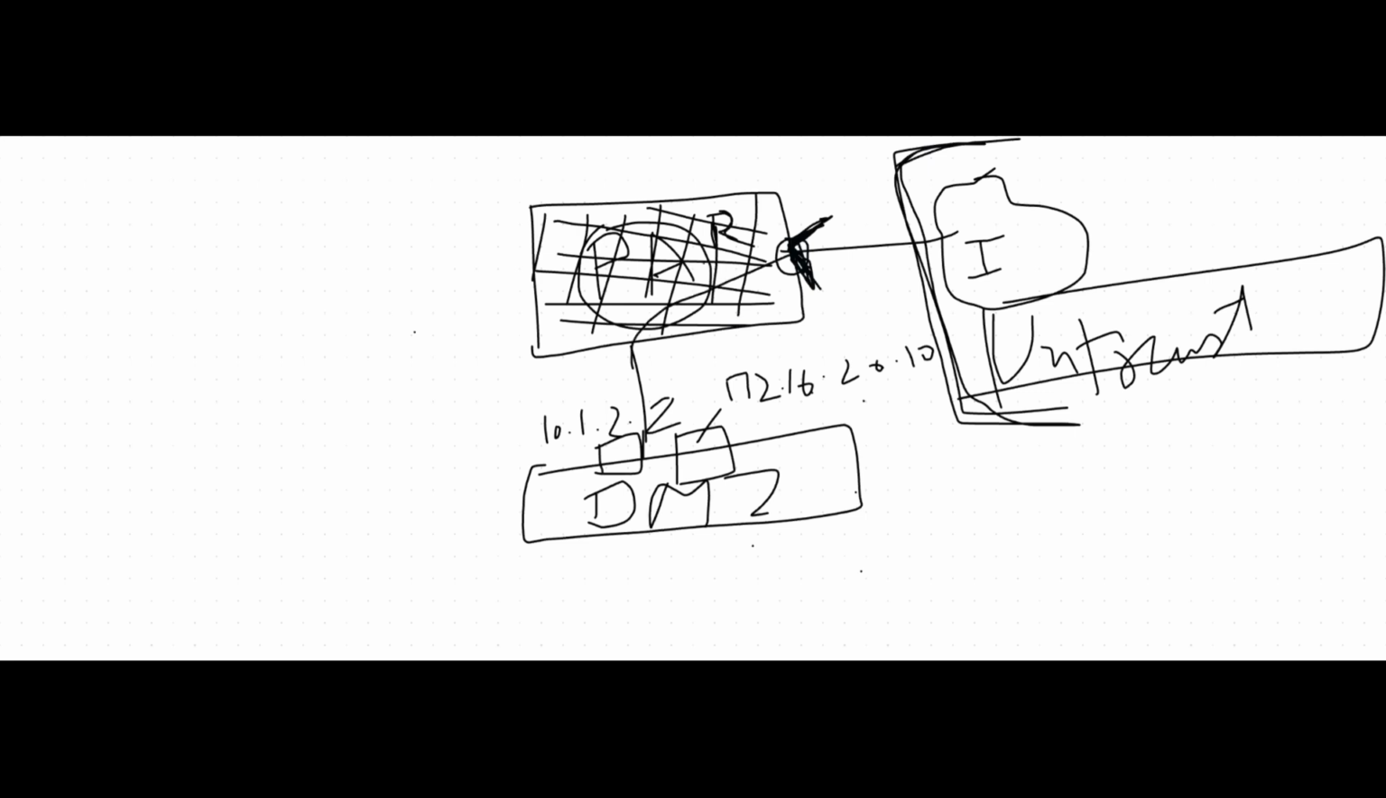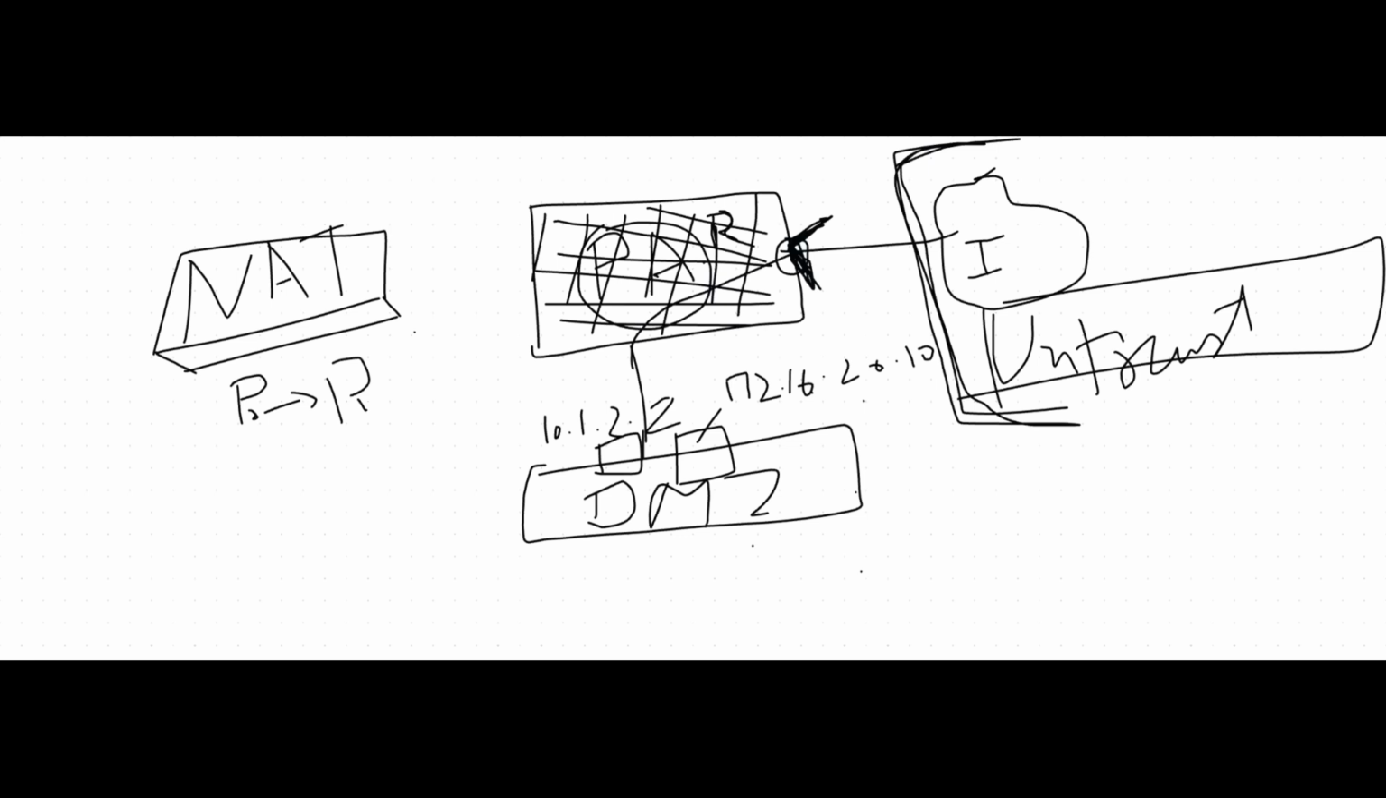Does anybody know what NAT is? Yes, sir. NAT is Network Address Translation. It is a translation policy. By use of NAT, we can hide our original IP address. Right. Somebody said it changes from private to public, but it's not only like that. It can change private to public, public to private, private to private, and public to public. Absolutely.